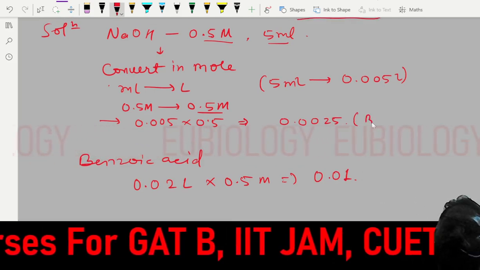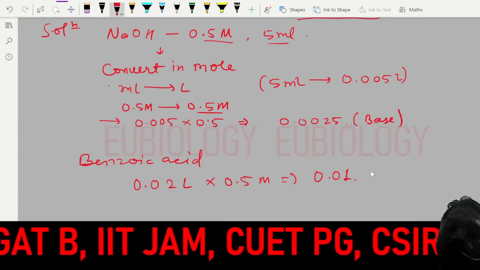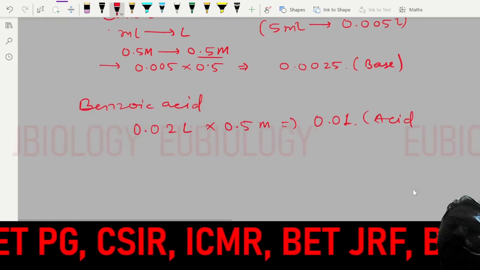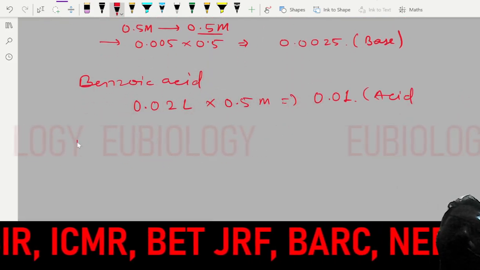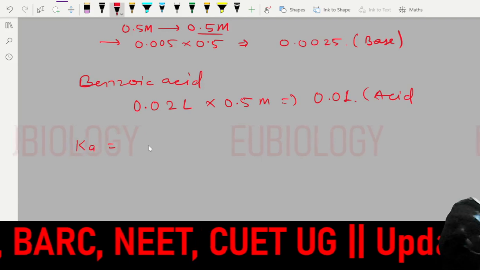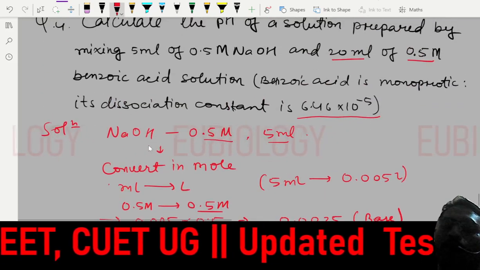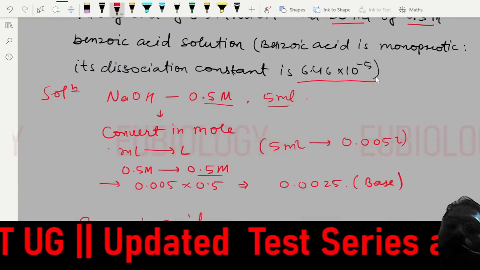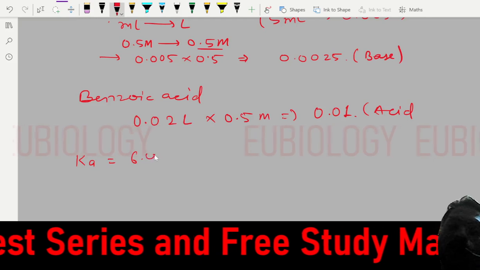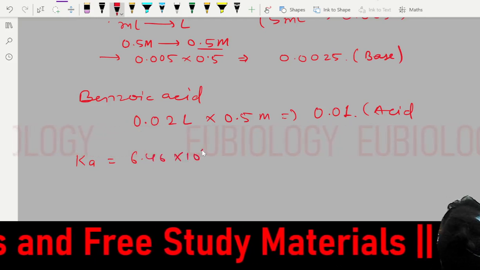So mark it here, it is a base, and this is your acid. Now we have to find the pKa, but you don't have the pKa value, you have only Ka. How much Ka is there? Ka is written 6.46 into 10 power minus 5.